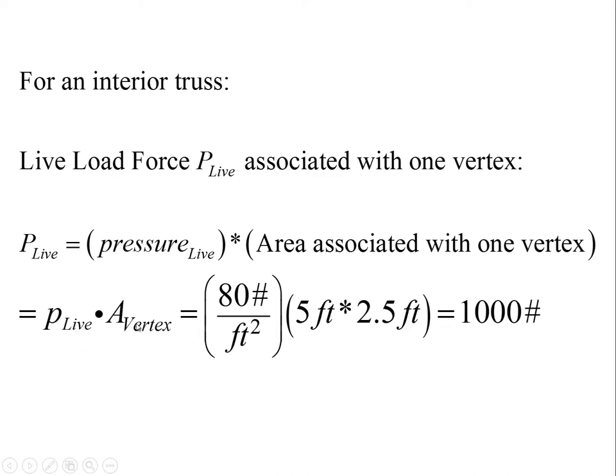So we write P live times area vertex, and then the live load we're sizing for in this case is 80 pounds a square foot, which would be typical of an office environment. And that's again times 5 feet times 2.5 feet. So it's 1,000 pounds on that vertex.